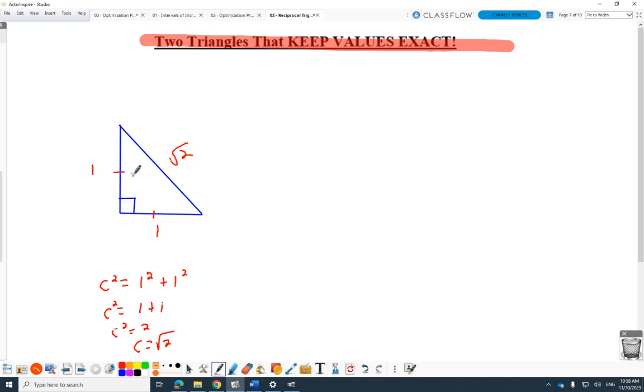Can anyone tell me what the angles must be? Equal. They must be equal, which gives me everything I need to know. These two angles are equal, which means they've got to add up to 90. So this thing will add up to 180. They're both 45s.